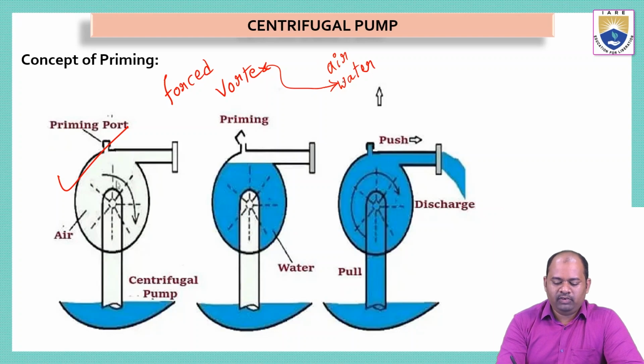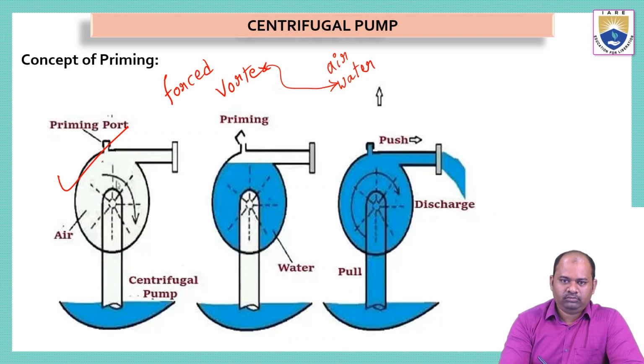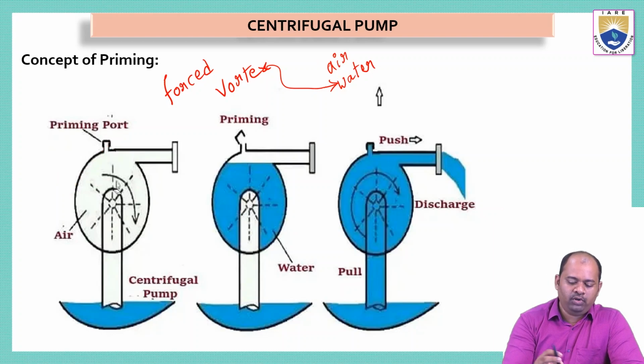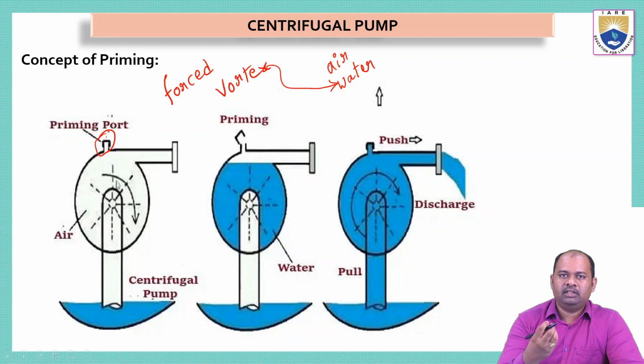Okay, now here we will take water. Here there will be a priming port. This is a priming port, an opening valve into the casing, so that we can open this port and pour some water. When we pour water into this casing, the casing is now filled with water, like in this second picture.